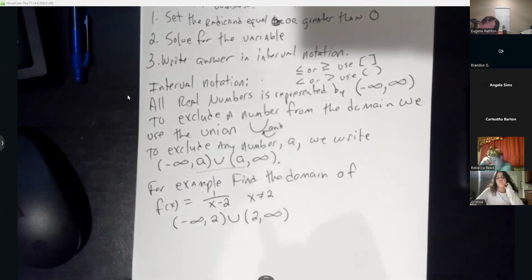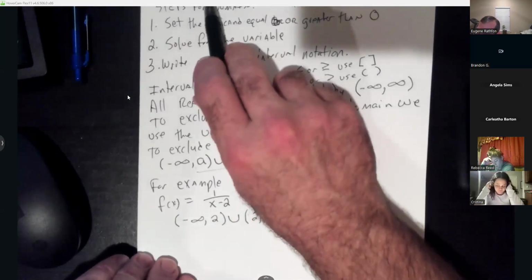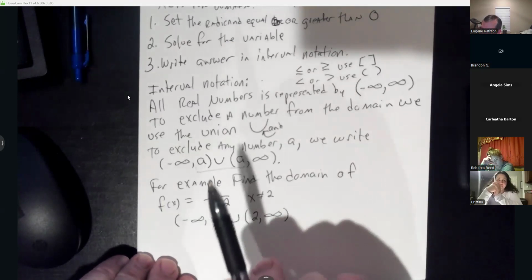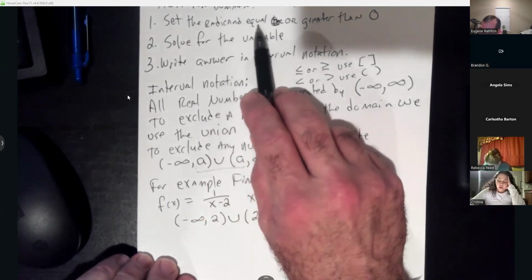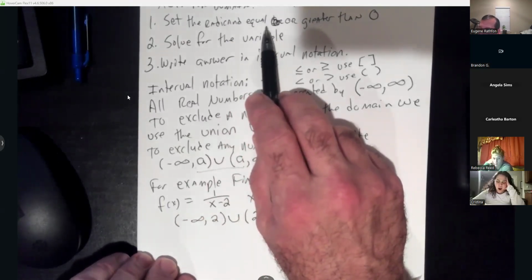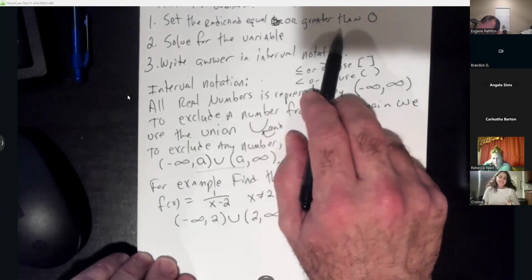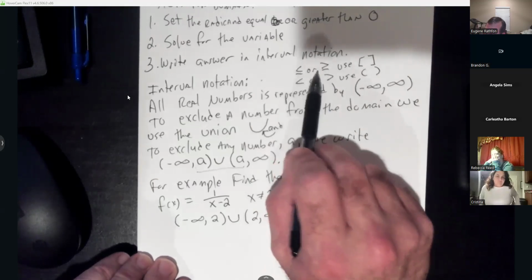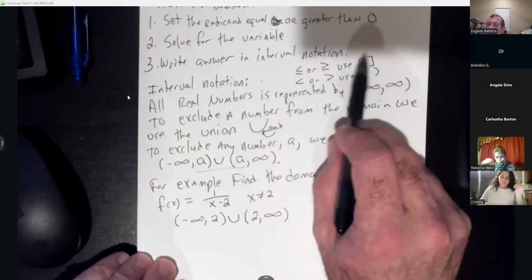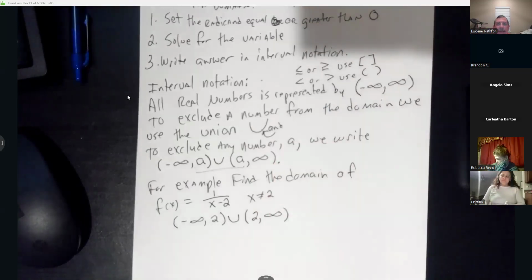But y'all, we're using radicals today, okay? And radicals are greater than or equal to 0. So since they're going to be greater than or equal, we're going to use the brackets for those ones, okay?